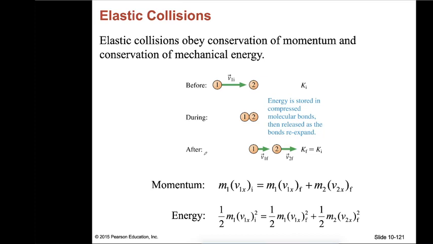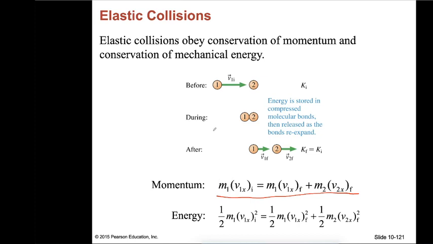Now let's see elastic collision. For elastic collision, it obeys conservation of momentum and the conservation of mechanical energy. There is no thermal energy generated. So for example, if the first ball hits the second one, they will have a collision, and then they will have their final, let's say, velocities, and the momentum could be calculated in this way.